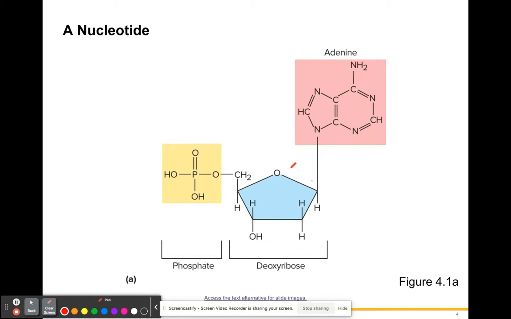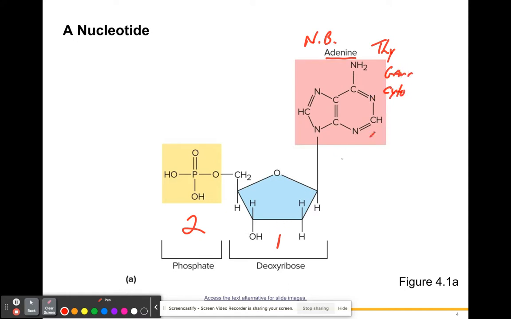So here's our sugar. That's one component of this nucleotide. We have our phosphate, which is our second component, and that's nothing more than a phosphate molecule surrounded by oxygens. And then we have our nitrogen base, our nucleic acid. This is adenine. This could have been thymine. This could have been guanine. This could have been cytosine.